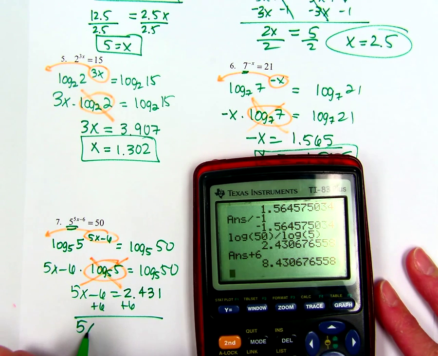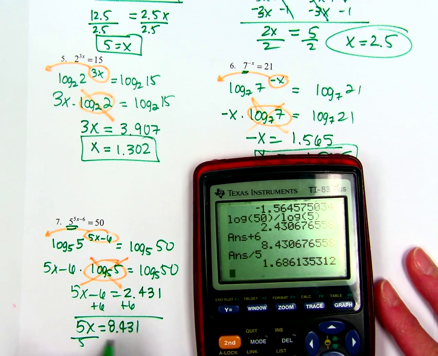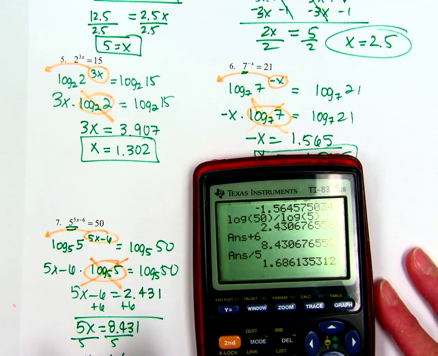So now I have 5x equals 8.431. Then I have to divide by 5. So my final answer is 1.686.